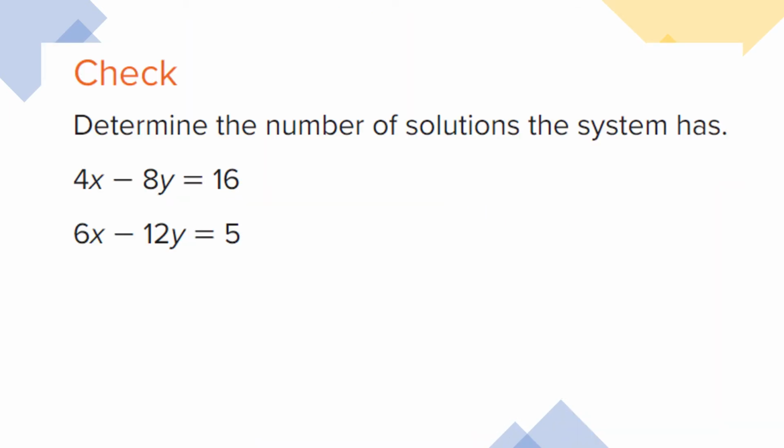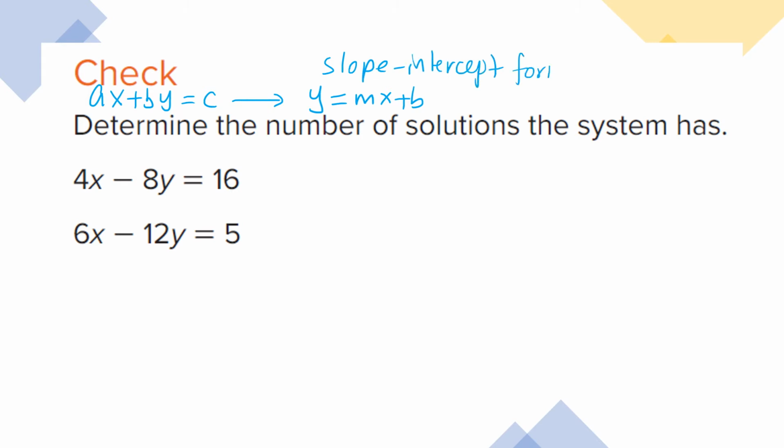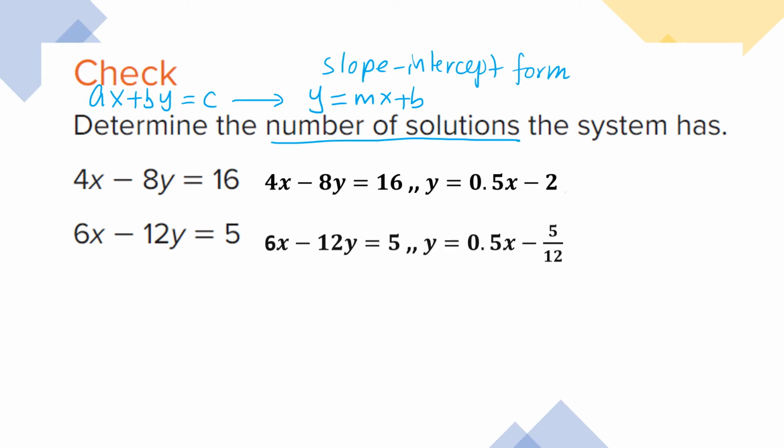Now, the two systems of equations are given to you in standard form, ax plus by equal to c. So convert them into y equal to mx plus b. You always have to convert to slope intercept form if you don't want to draw the graph and you want to say the number of solutions. Okay, so when you convert, the first equation comes out to be y equal to 0.5x minus 2. The second equation comes out to be y equal to 0.5x minus this.